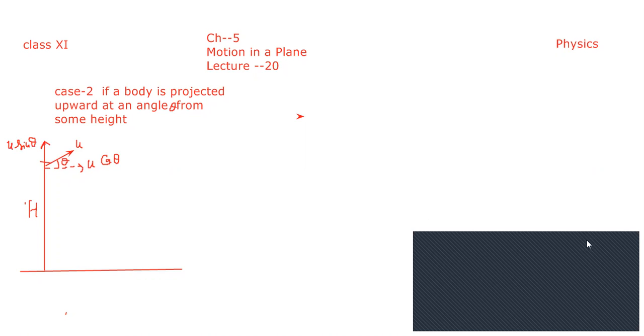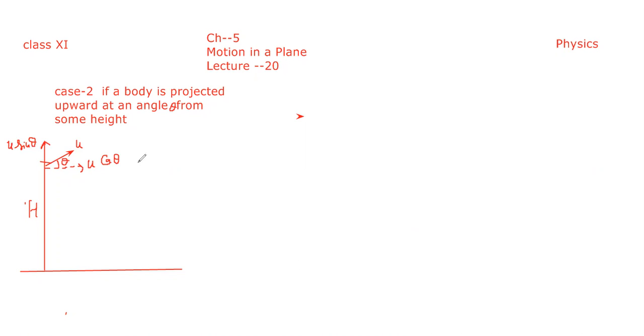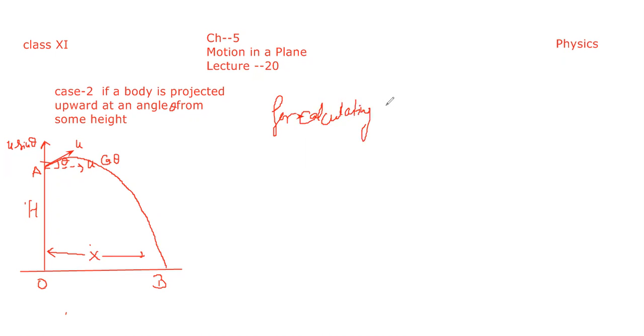So if we are calculating the total time of flight, let this point be A, and the path of the projectile is like this. So this is the capital X horizontal range, and the total time is small t. So for calculating small t, what is the procedure?